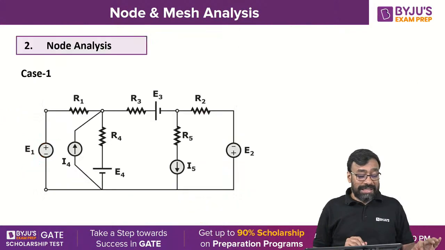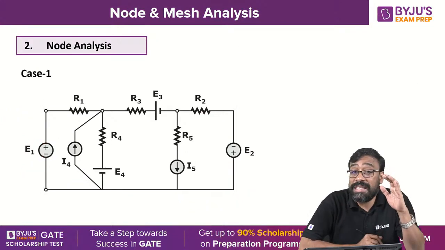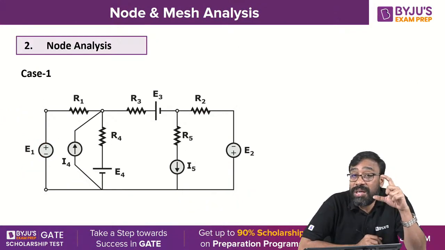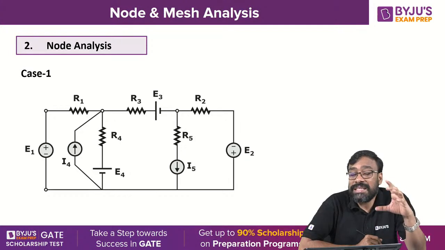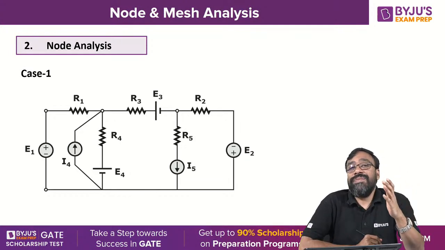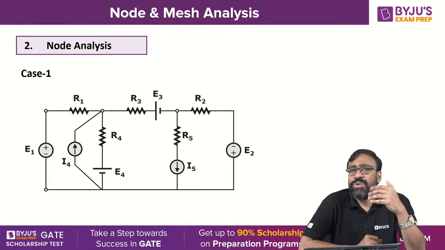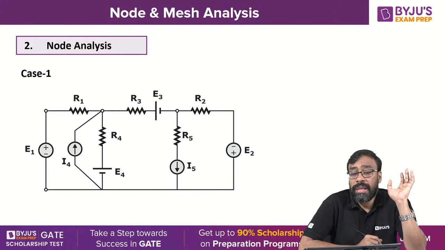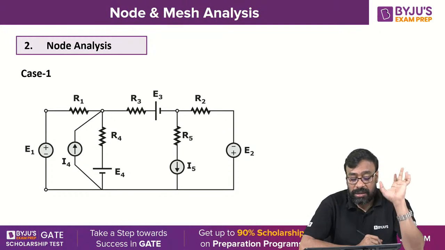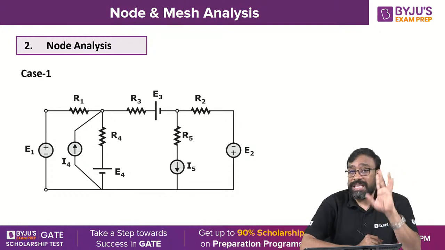Now coming to the node analysis. There are some questions in the exam, in the GATE examination. One circuit was given, and he was asking, what is the minimum number of equations required to analyze the following network? Analyze means to solve the following network. That question I will discuss, don't worry. The GATE question was there, I will explain that.